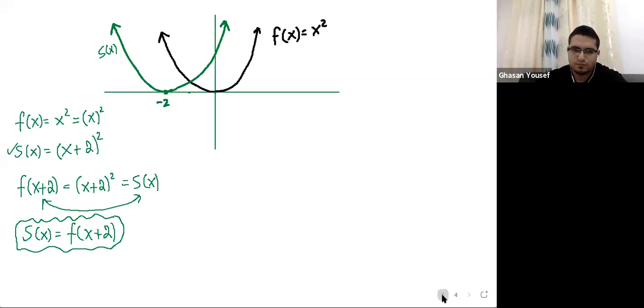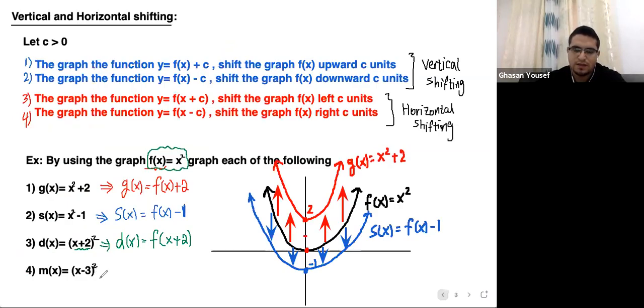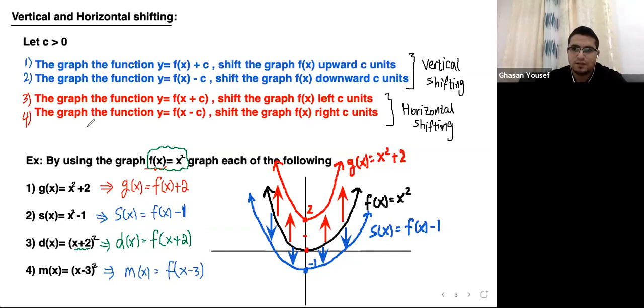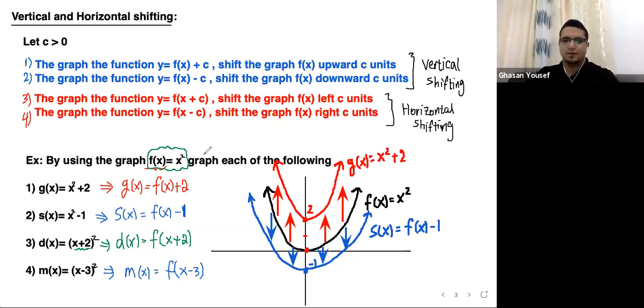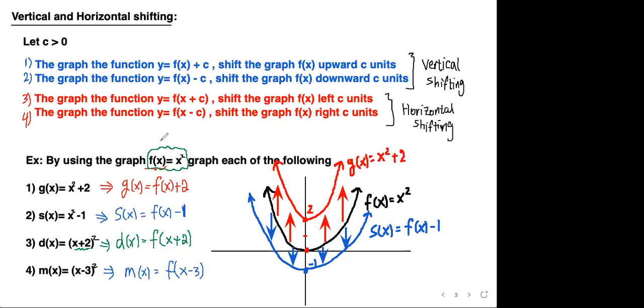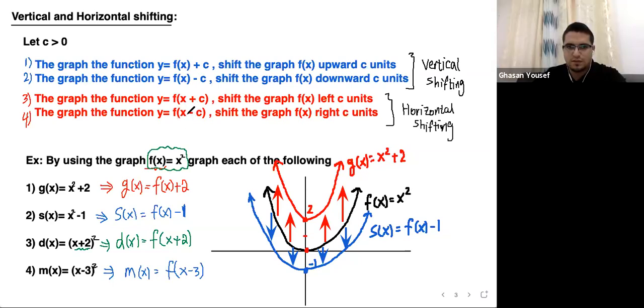Now the last one, m of x equal x minus 3. The same idea as number 3. So this is actually m of x equal f of x minus 3. Which rule applies, from 1 to 4? Going back to the rules, y equal f of x minus c. So the same thing, f of x minus 3. So we have to shift the original function f of x to the right c units.